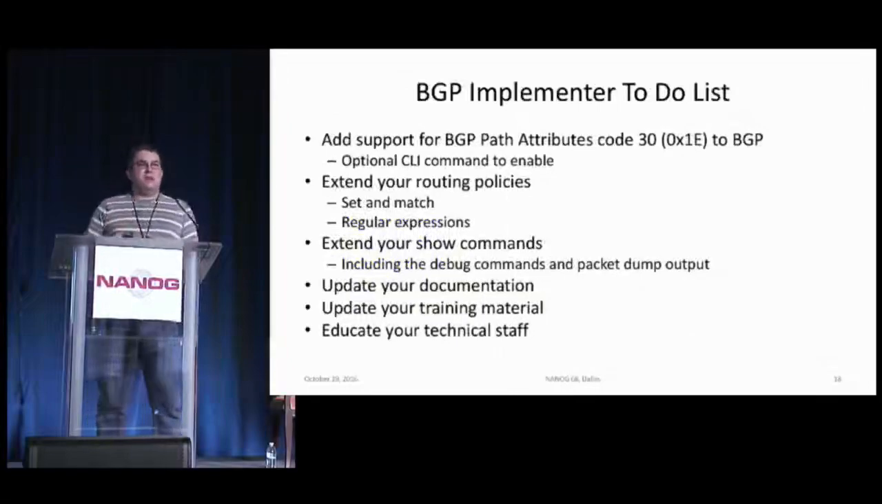Okay, so here, if you're an implementer, here are the takeaways for two different groups. If you're an implementer, obviously you need to add support for 30 or whatever path attribute code it turns out to be. Some implementers are providing an optional CLI command to enable it. That's fine. You can do that. You'll have to extend your routing policies, the matches and sets. Obviously, regular expressions now have to change.